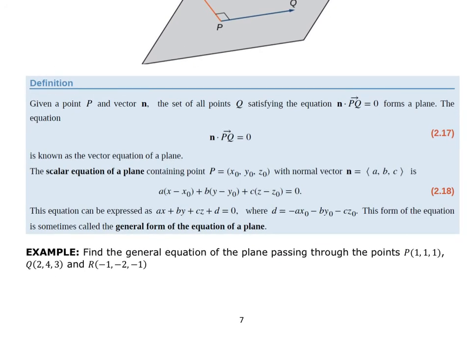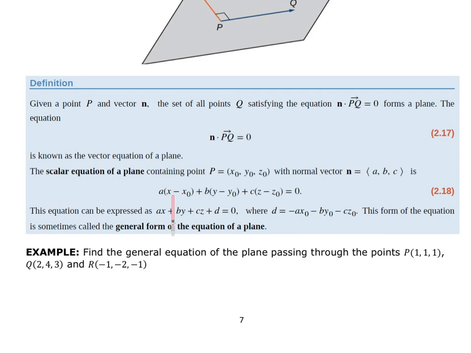So if we are given a point and some vector n that is normal, then the equation is described as the scalar equation of a plane, where I have a, x minus x naught, b, y minus y naught. The a, b, and c are coming from the components of the vector. The x naught is coming from the values of the ordered triplet from the point. And the x's are just x, y, and z.